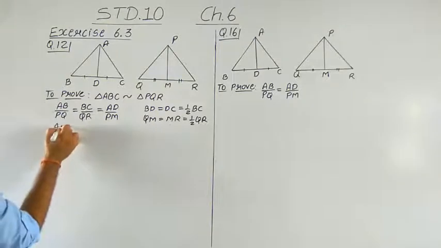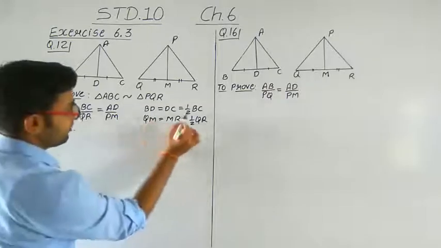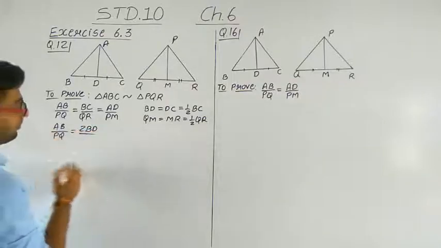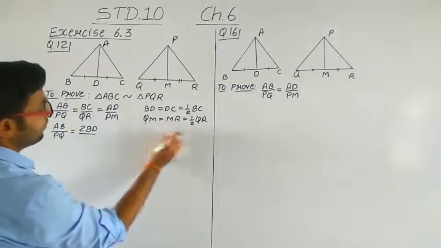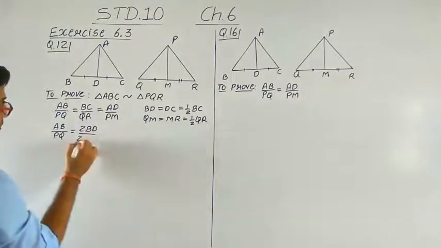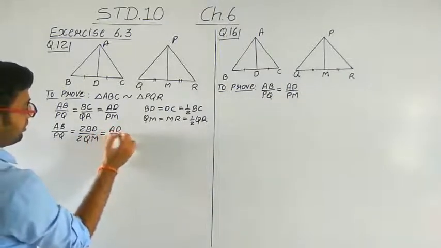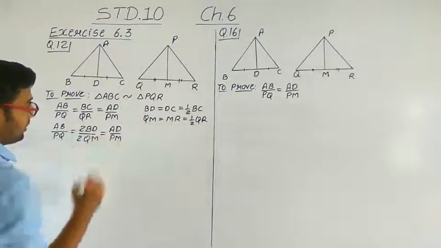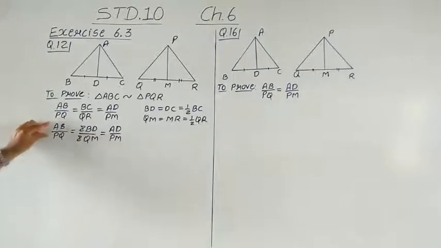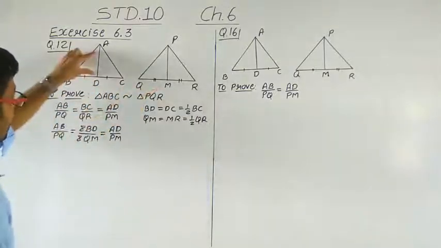We have to write down here that AB upon PQ is equal to, now instead of BC we have to use 2 into BD, upon, instead of QR we have to use 2 into QM, and that is equal to AD upon PM. If we cancel out this 2 and 2, now see what will remain for us. AB upon PQ is equal to BD upon QM is equal to AD upon PM.